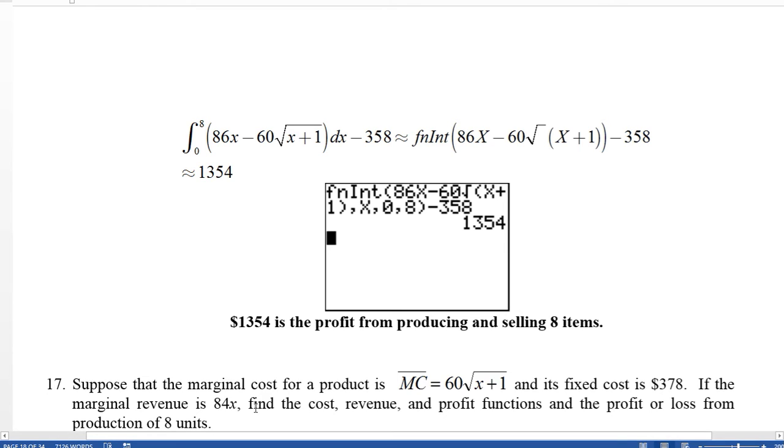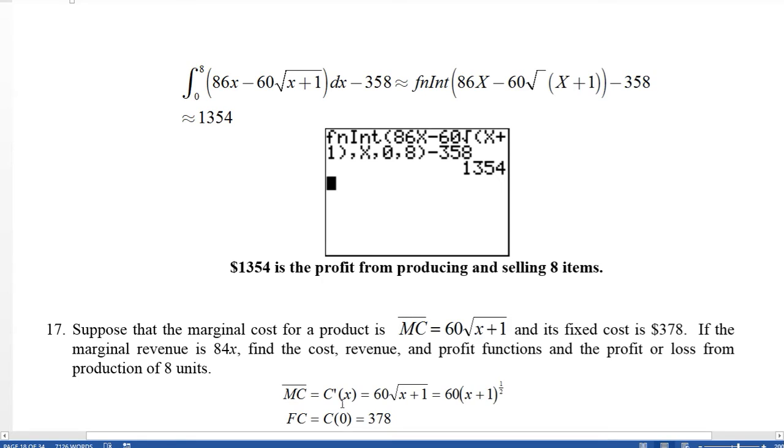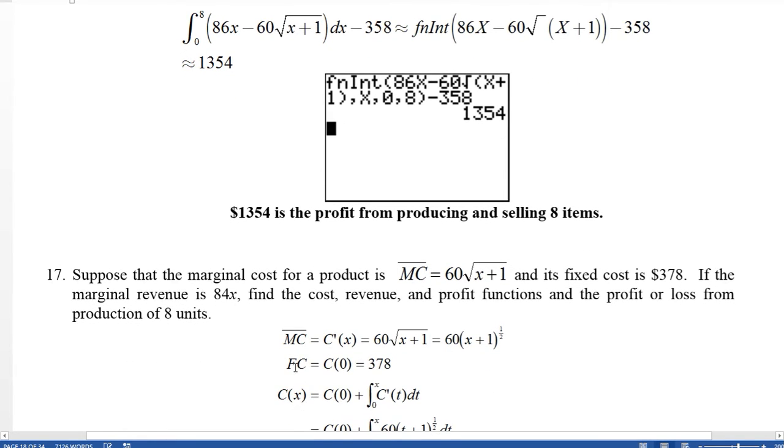Okay, now that you're back, hopefully you've tried this one. The marginal cost, which is C prime of X, is 60 square root of X plus 1, or 60 times X plus 1 to the 1/2. The fixed cost, or C of 0, is 378. The cost is then the fixed cost plus the change in cost from 0 up to X. So it's the integral from 0 to X of C prime of T dt. That's the additional cost for making X items. Okay? But then they have the fixed cost on top of that.